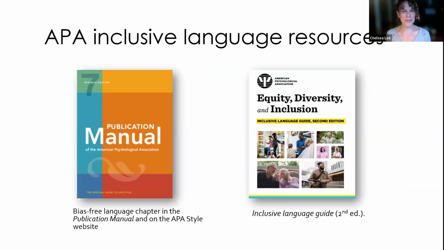So these are two of the main ways to get APA's inclusive language information. There's a lot of it. You can find it in the bias-free language chapter of the publication manual, as well as in our concise guide, and you can find it on the APA Style website. And additionally, you can check out our new Inclusive Language Guide, second edition, that came out last fall, and we'll be putting links to those resources in the chat. All of this is available free on the internet, in addition to the chapter that's in our publication manual and concise guide.